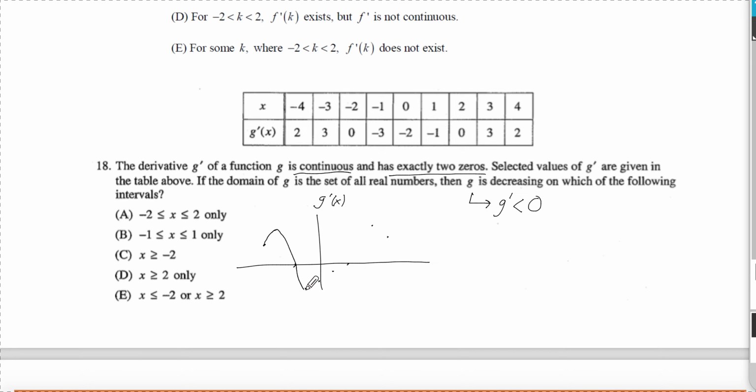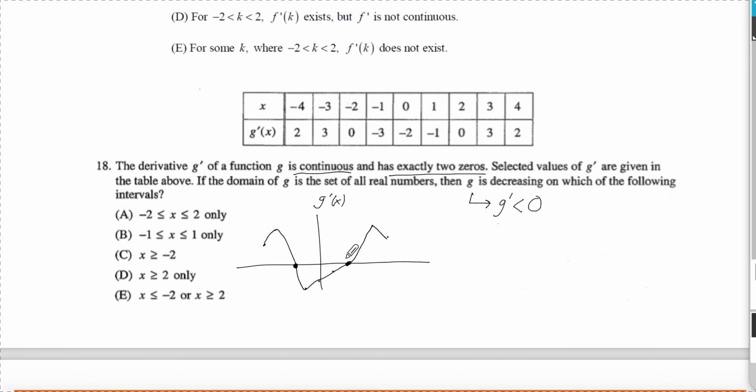I don't actually know that it's differentiable, so I'm just going to make a vague possibility of a graph. Okay. So here's what I know. I know that g prime has these points, and I know it only has 2 zeros, so how can I connect things like this? Well, no matter what happens, my g prime graph crosses here and here, right?